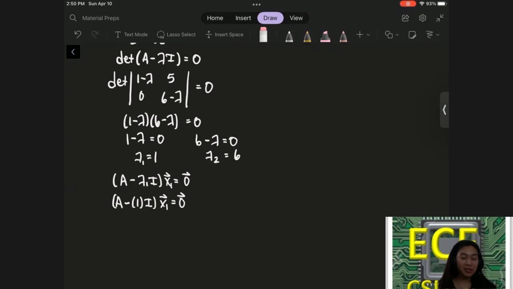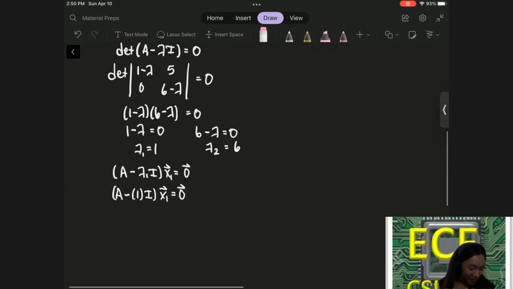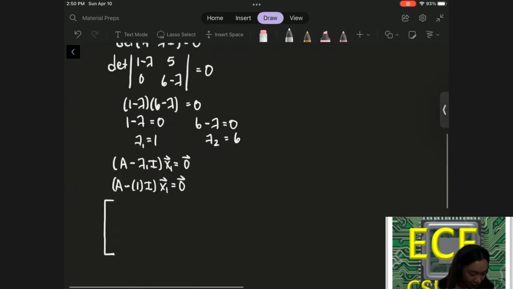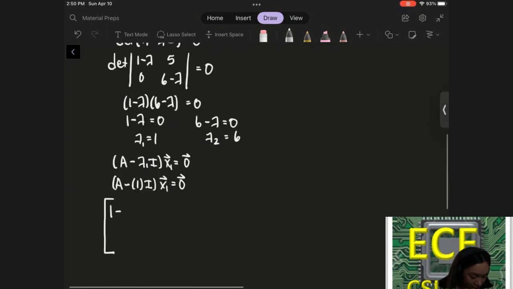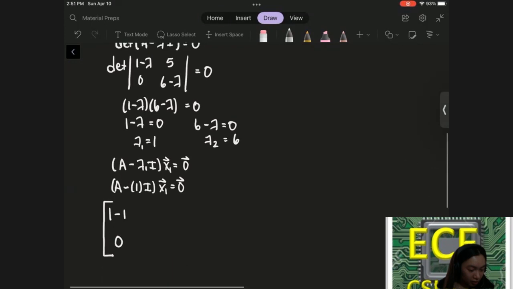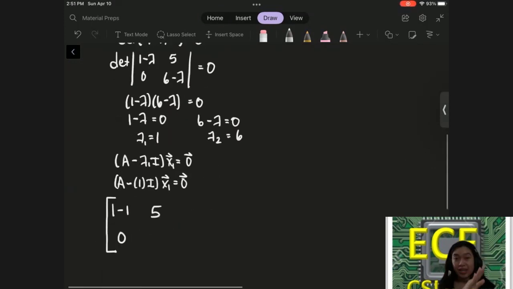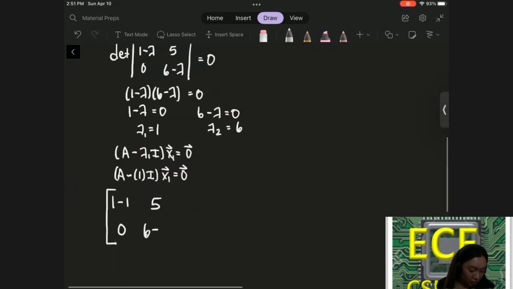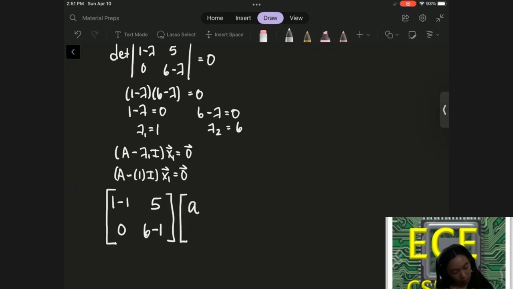It's being multiplied by the identity matrix, so that means only on the diagonal it's being subtracted by 1. I was doing that too quick, so let me just write it out, because I also confuse myself. It's 1 minus 1, this is 0. This 0 does not get subtracted because it's not on the diagonal. Then this is 5, which again doesn't get touched because it's not on the diagonal. And then this is 6 minus 1. The x1, I'm going to represent as A and B. This is going to equal the 0 vector, which is just 0, 0.